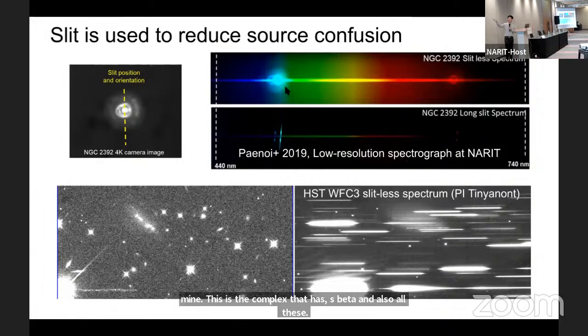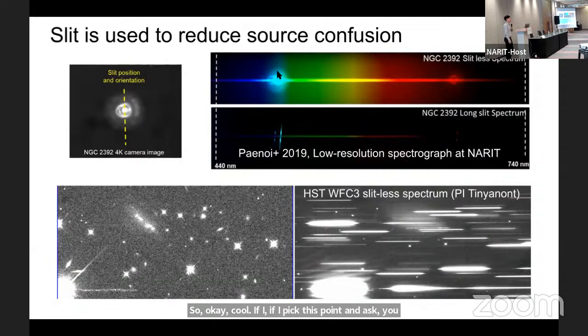So, okay, cool. This is cool and all, but if I pick this point and ask, how bright is this nebula at this specific wavelength? You don't know, because there's this confusion of: is this 4,800 angstrom from this part, or is this 4,500 angstrom from that part, right?